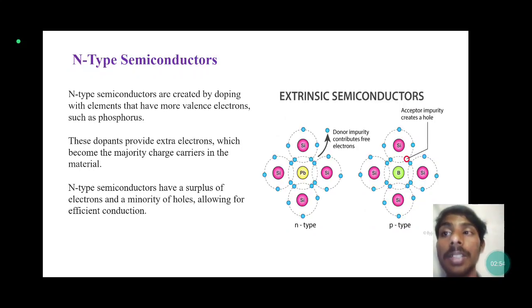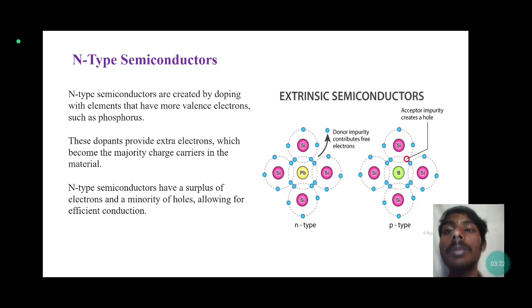N-type semiconductors. N-type semiconductors are created by doping with elements that have more valence electrons, such as phosphorus. These dopants provide extra electrons, which become the majority charge carriers in the material. N-type semiconductors have a surplus of electrons and a minority of holes, allowing for efficient conduction.